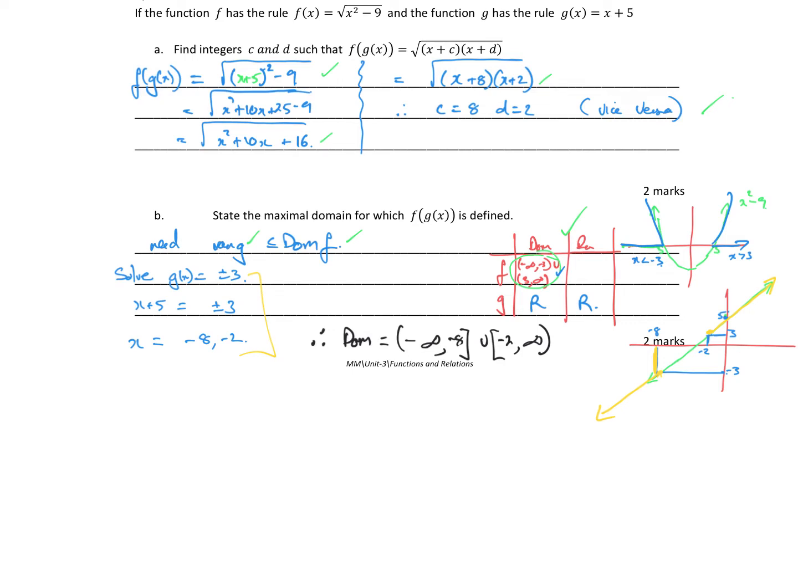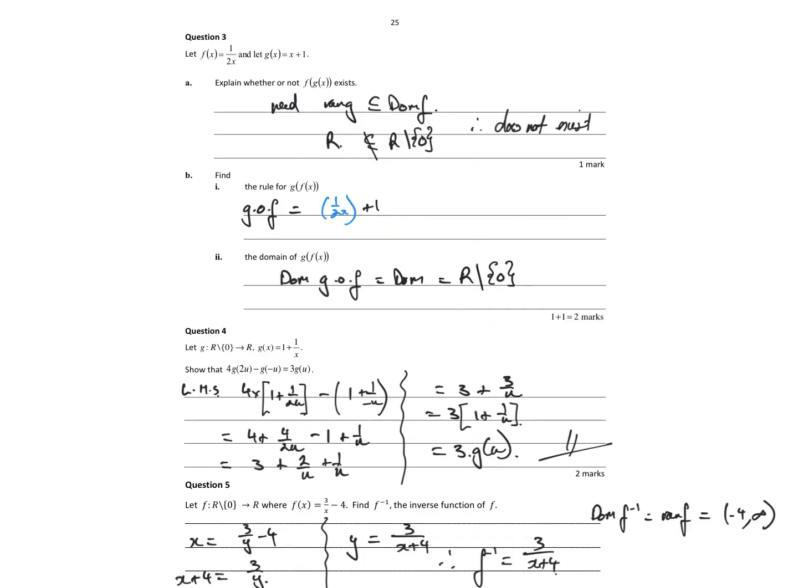All right. So if I go from negative infinity to -8, union -2 to infinity, that will give me the maximum possible domain, which not surprisingly, if we compare that to the actual composite function, -8 and -2 are fairly significant in terms of that function rule, aren't they? All right, explain whether or not f of g of x exists.